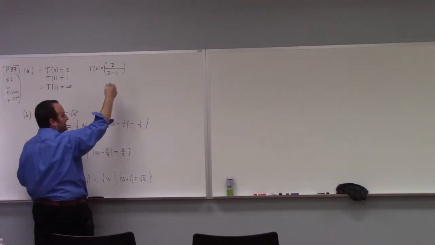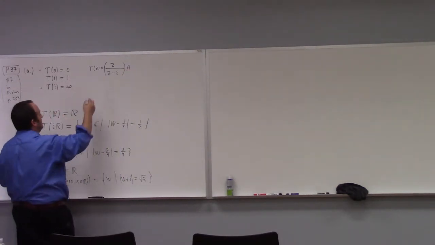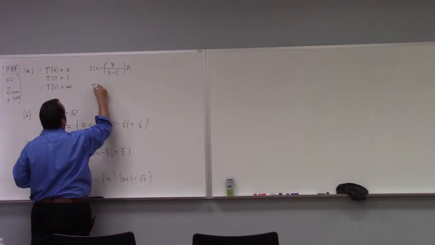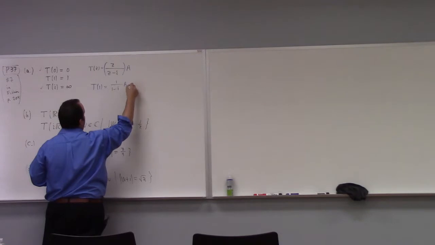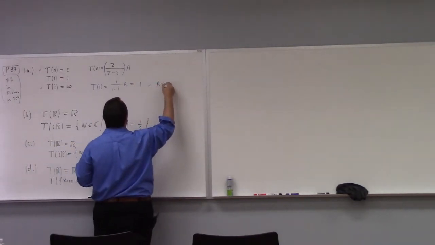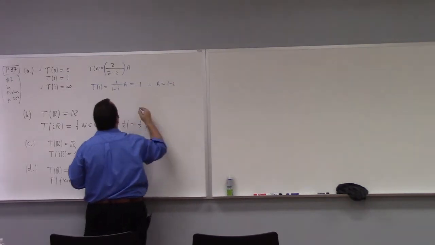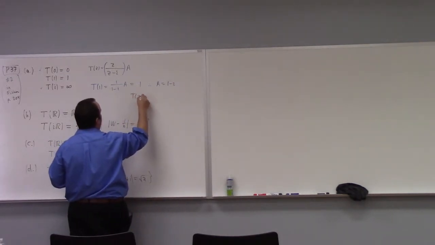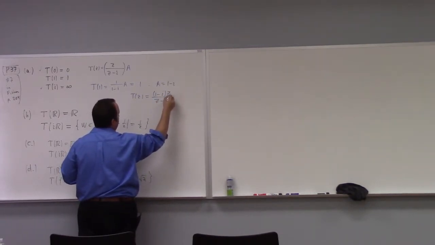Fractional linear transformations still have 1 degree of freedom left. There's our choice of the multiplier, right? And so we can figure out what A is by just plugging in the other thing. T of 1, which is 1 over 1 minus i, times A is equal to 1, right? So therefore, A is equal to 1 minus i. Yeah? So we have T of z is (1 minus i) times z divided by z minus i.